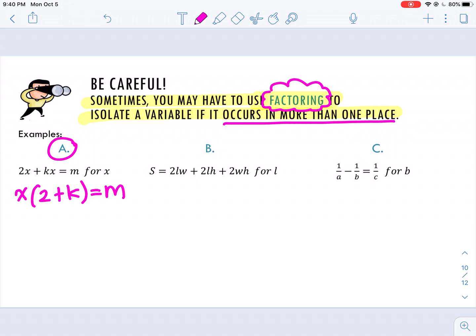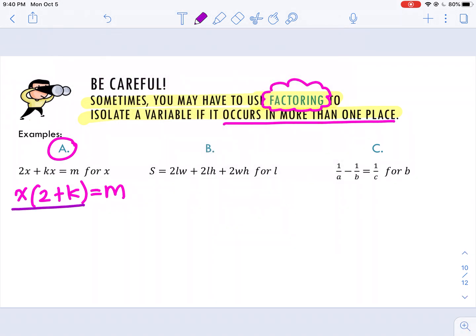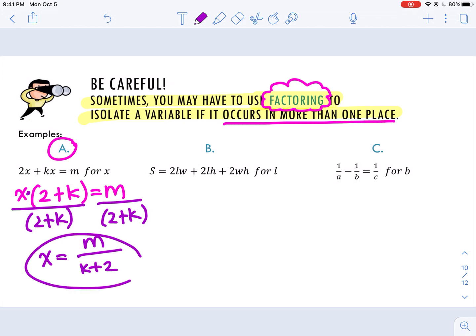Now to solve for x, I want to get rid of this entire expression, the 2 plus k. So to do that, I'm going to divide both sides by 2 plus k. What I do to one side, I do to the other side. You don't need the parentheses there, but I know some students like to kind of group that together, right? Because there's multiplication going on between x and the quantity 2 plus k, so I can divide both sides by that 2 plus k, and I'm left with x is equal to m over, and I'm going to write it in proper form, k plus 2.